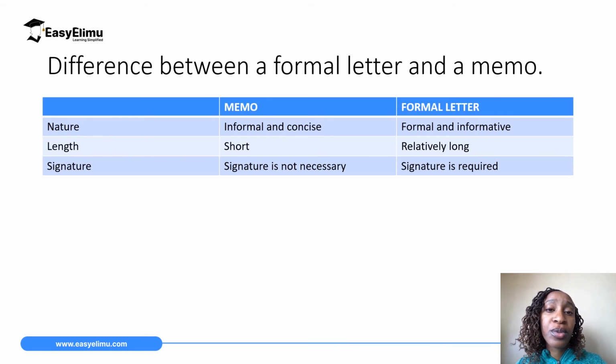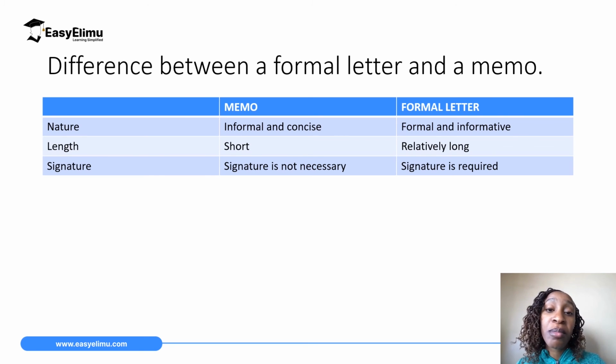A few people confuse memos and official letters because they almost look the same, but they are not. So let us have a few examples of differences between a memo and an official or a formal letter. The first thing is that for a memo, the information is informal and concise, but for a formal letter, it is formal and informative. So a formal letter will be more detailed. It will have a lot more information, but a memo is just straight to the point and very short, and it doesn't have to be as official, but the language must be grammatically correct.